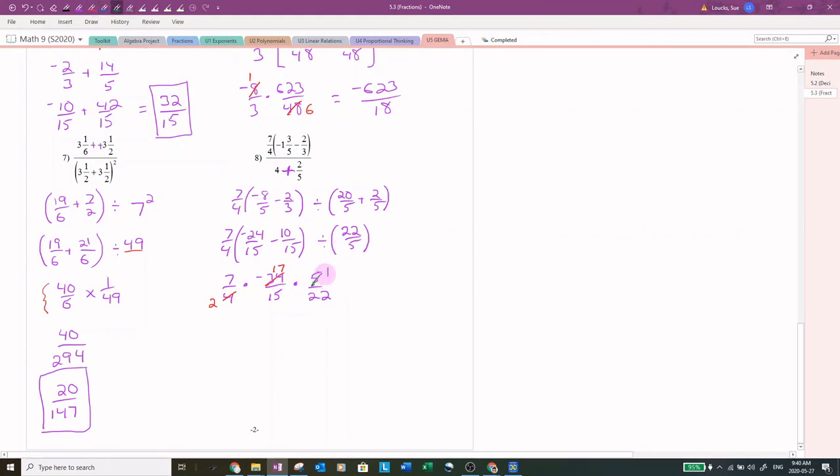5 divided by 5 is 1, and 15 divided by 5 is 3. So I'm just going to rewrite this for clarity for you. So this now is 7 over 2 times negative 17 over 3 times 1 over 22. This line is not really necessary to write out if up here is clean. If this is clear enough that you can read it, you don't need to write this one out. And then my answer here is negative 119 over 132. And there's my answer.